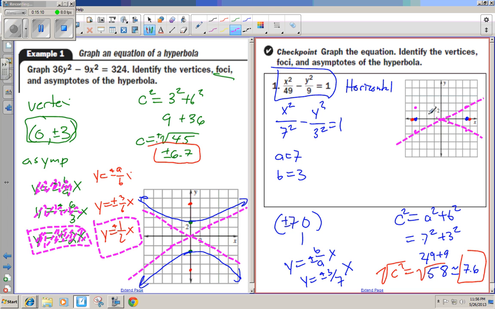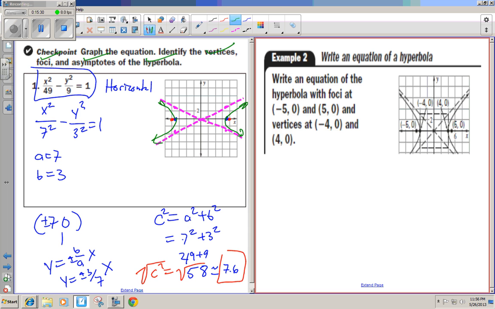So asymptotes help you get the general shape. Once you know the general shape, you go straight through the vertices, and you got your graph. I've labeled the foci, the asymptote, graphed the hyperbola, and done the vertices.